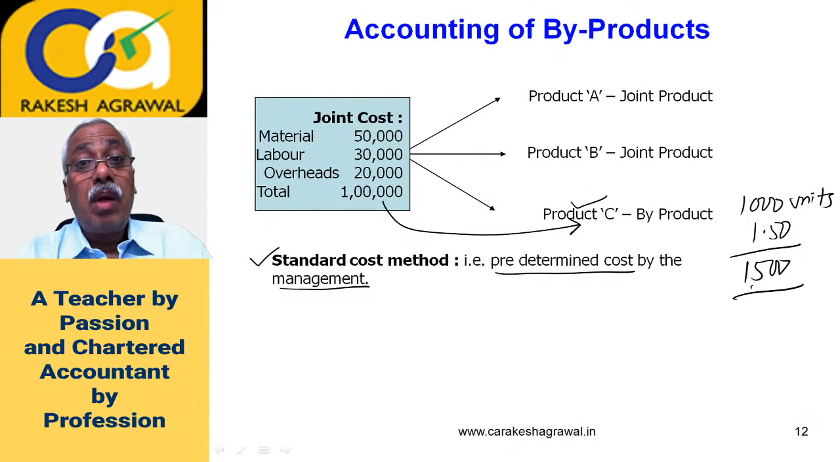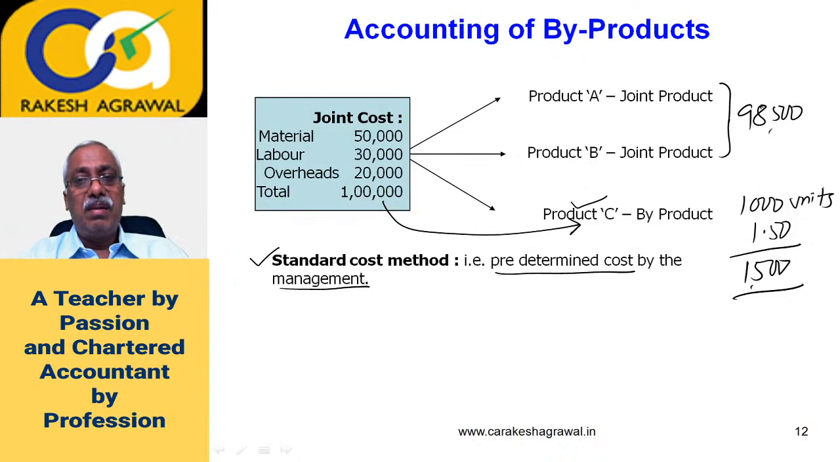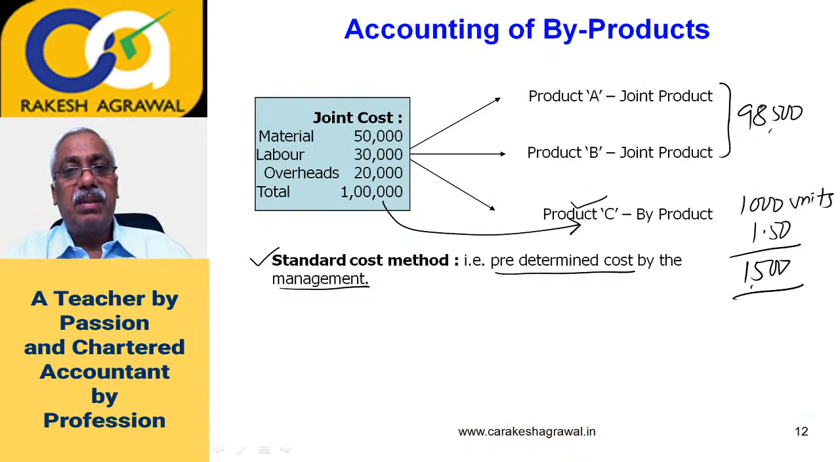Now the remaining cost left is 98,500. This will be shared between A and B. This method will never be asked in the exam because standard cost has to be given in the question, and it is the same cost which is applicable to byproduct C as decided by the management.